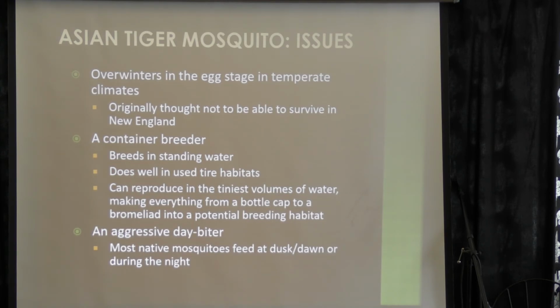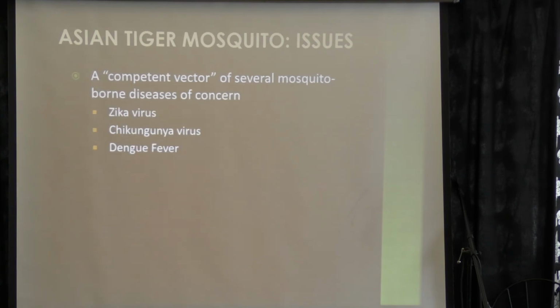It can reproduce in very tiny volumes of water. Water in a bromeliad is enough for them to breed in there, like bottle cap size amounts of water. And the other thing about this species that makes it different and a potential real danger is that it is a very aggressive day biter. So this isn't a dusk and dawn thing. They will be out all day long trying to find hosts. It's been shown to carry Zika virus, chikungunya virus, and dengue fever.